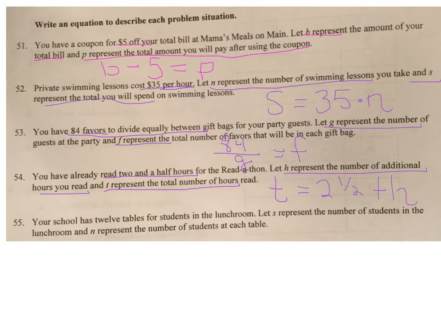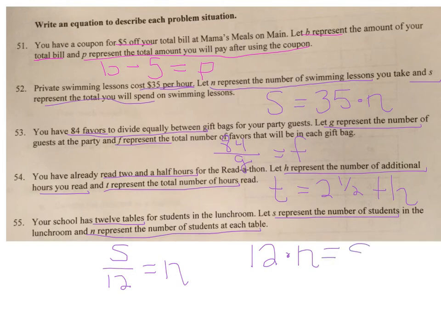Okay, your school has 12 tables for the students in the lunchroom. Let S represent the number of students in the lunchroom, and N represent the number of students at each table. So this one we actually talked about in class, that you could write it several different ways. So S represents the number of students in the lunchroom, so I could do S divided by 12 equals N. So you're taking the whole number of students and dividing it by 12, or you could do 12 times the number of students at each table equals S.